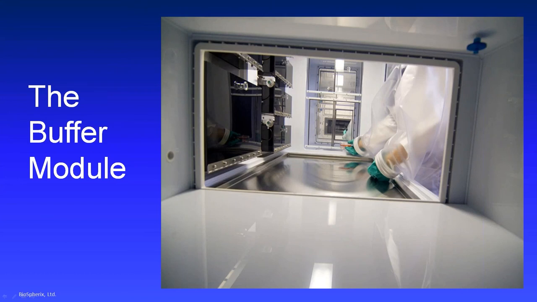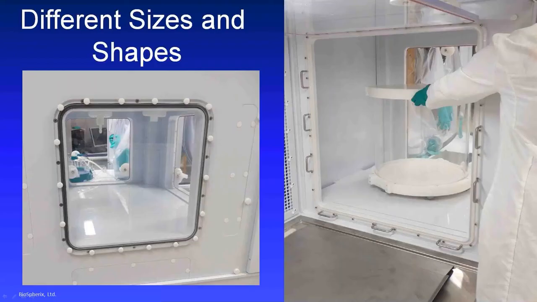Now the buffer module is the next chamber that you're going to use in your process. After surface disinfection and drying in the laminar flow hood, all your materials go into a buffer chamber in the buffer module in order to get imported. Now we make these in all different sizes and shapes depending upon what you need for your process.